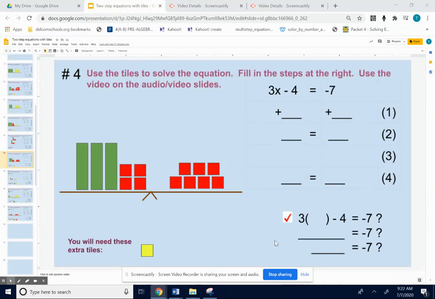Okay, number 4. 3x minus 4 equals negative 7. Okay, we want to solve this equation. Think about what you do first. Do notice on row 1 there's an addition sign. Okay, so think about how you could get the rectangles alone. You want to do that first. You want to add something to get the rectangles alone.